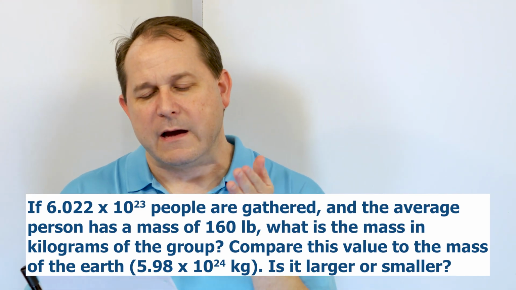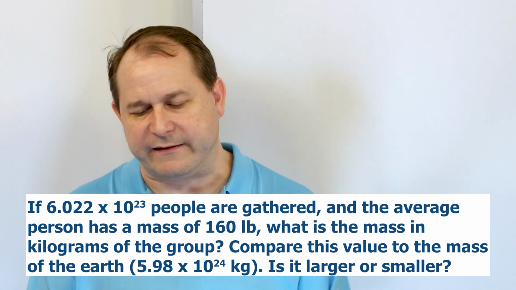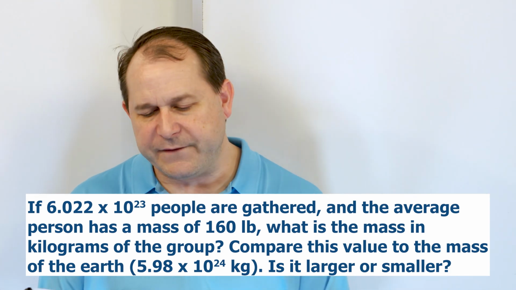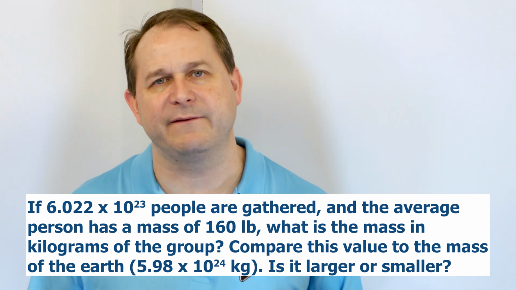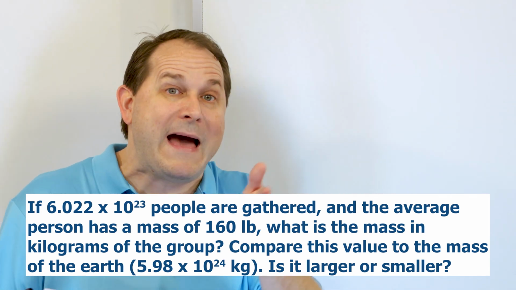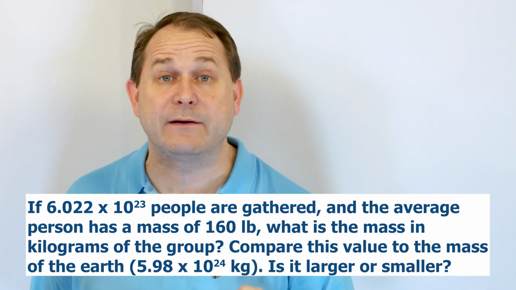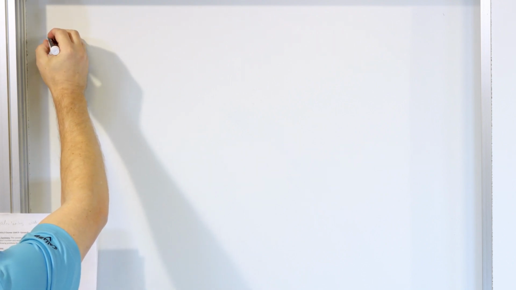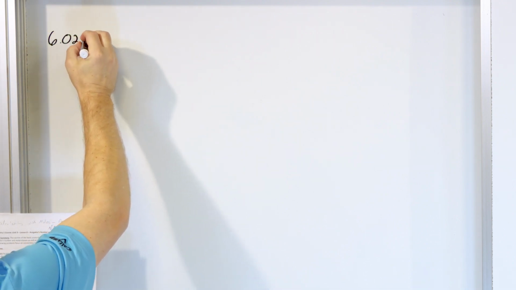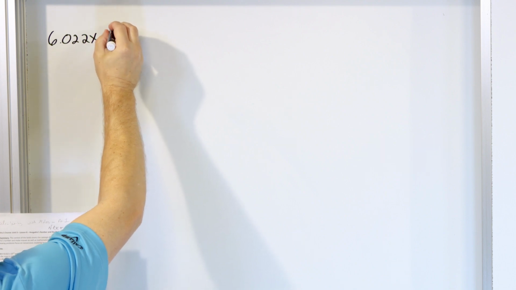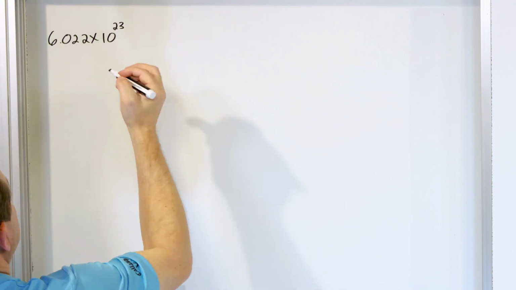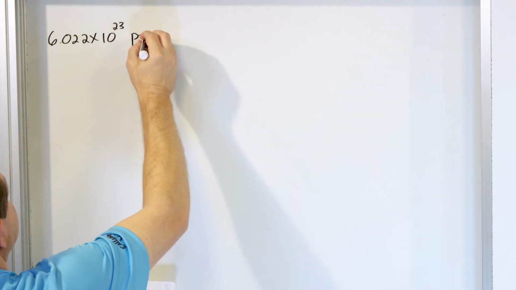So you have a certain number of people gathered, a gigantic number, 6.022 times 10 to the 23rd people are gathered, and you want to figure out what is the mass in kilograms of that group of people. Don't try to map out a path to the answer. Instead, what you do is you write down what is given to you as the first step in the conversion process. So you are given 6.022 times 10 to the 23rd, and you have to put a unit here. In this problem, it says people. People are gathered, so that's what you write, people.